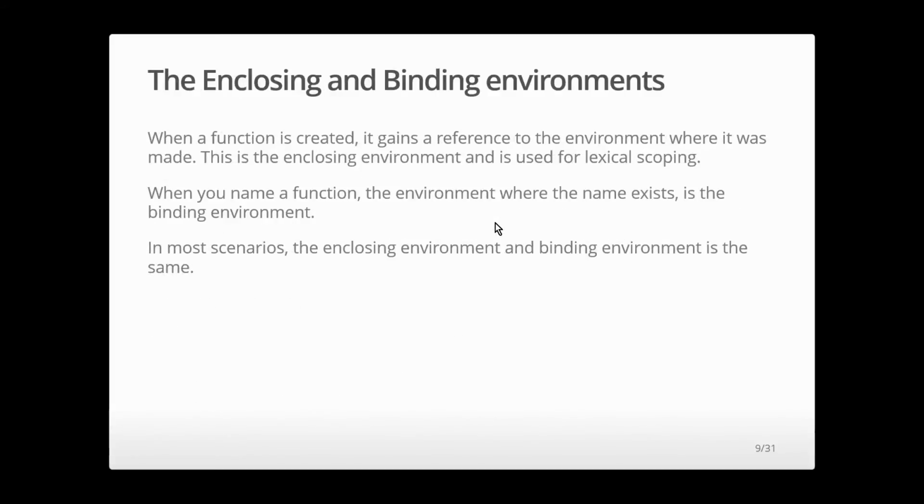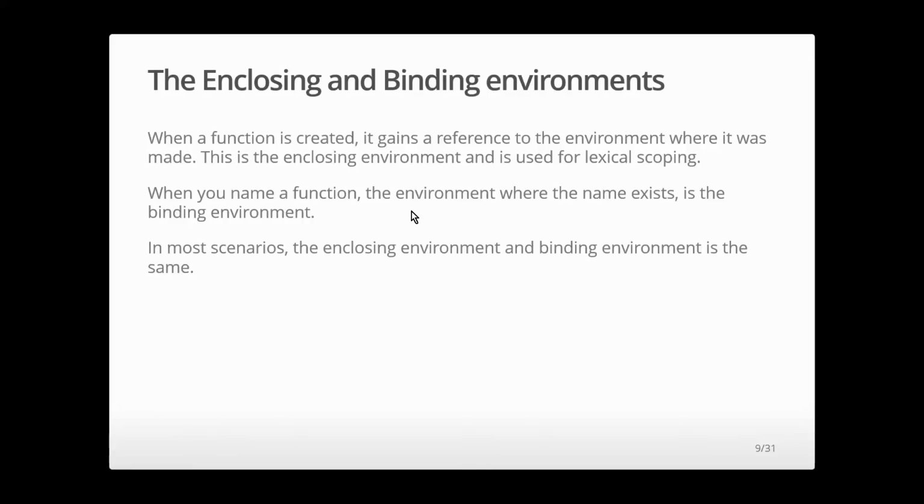So when a function is created, it gains a reference to the environment where it was made. This is the enclosing environment, and that is used for lexical scoping. If inside that function you're calling for variables or other functions, it's going to start in its enclosing environment to start the search path. Whatever that enclosing environment is, that's where the search path begins. When you name a function, on the other hand, the environment where that name exists is the binding environment.